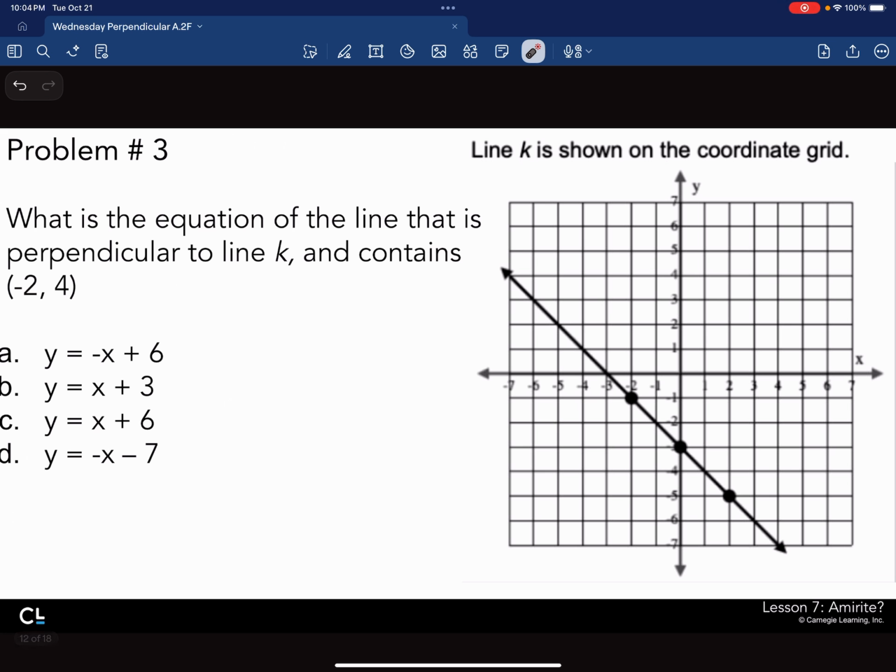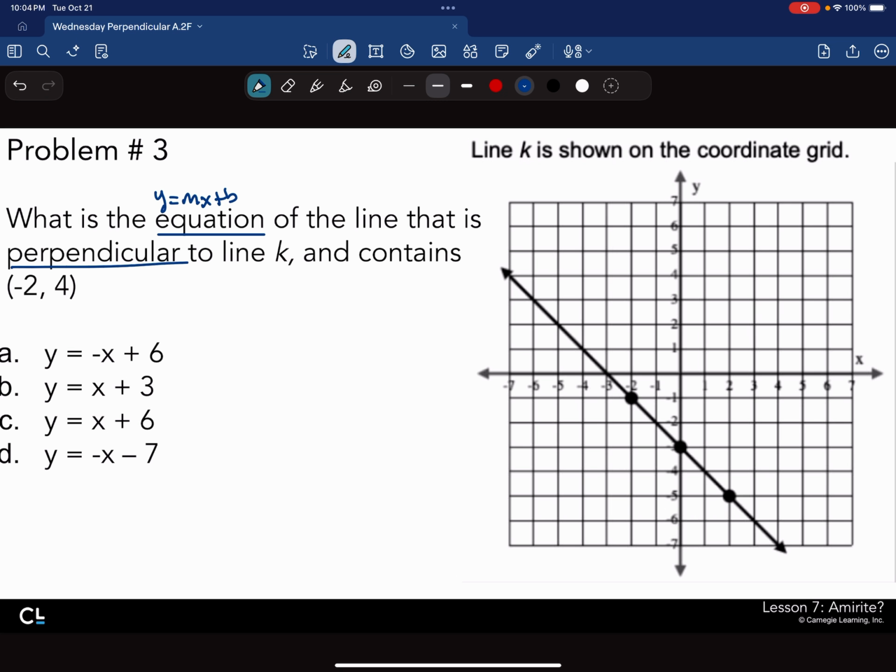This question is the same as the first two. The only thing that's different about this question is that we have to use the graph to find the slope of the original line first and then change it. So again, they're asking us for an equation. If you look at all your answers, they're in slope-intercept form. So y equals mx plus b.